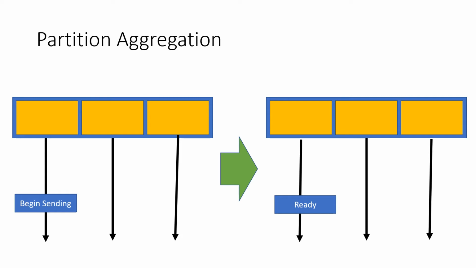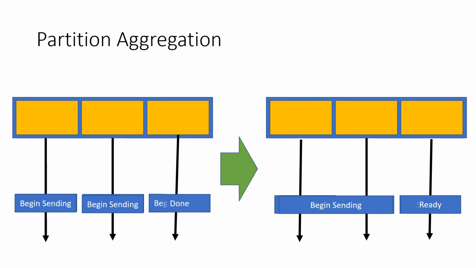Instead of just allowing each thread to send its partition when it's done, the actual sending process is offloaded to the library itself. So the library can actually decide when to send the data and how to aggregate it to limit the number of messages and to optimize the bandwidth being used.